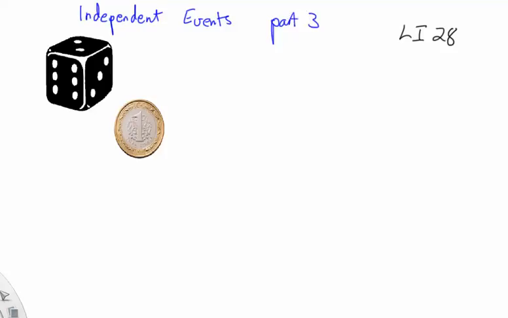Hello again. This video is for Learning Intention 28 and this is part 3. This time we're looking at independent events. Depending on who you talk to, independent might be spelt with an A there. I do all the E's, not important. Independent events, part 3 of Learning Intention 28.